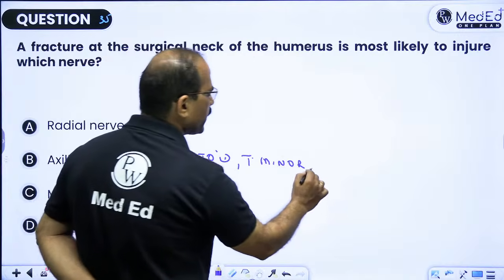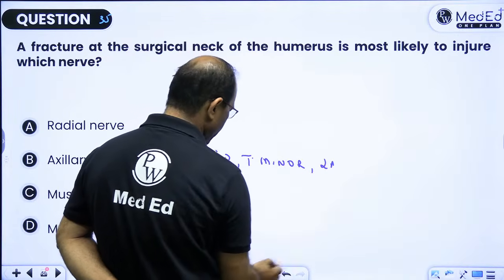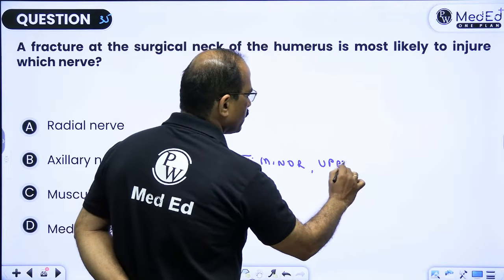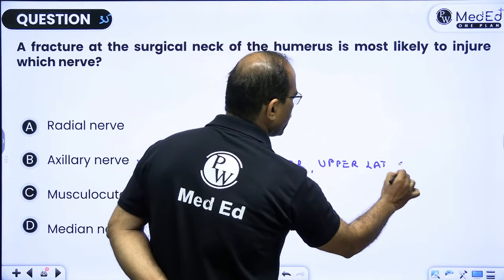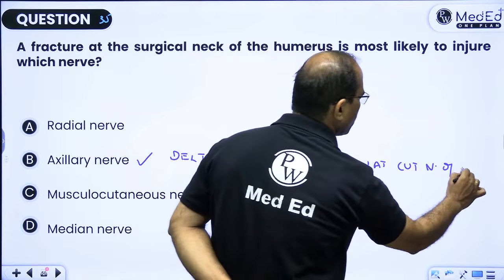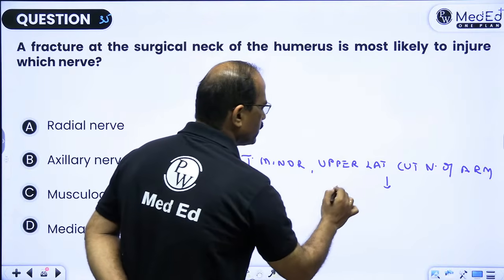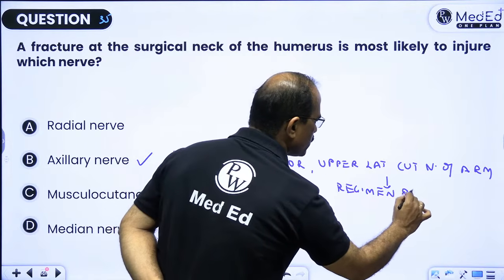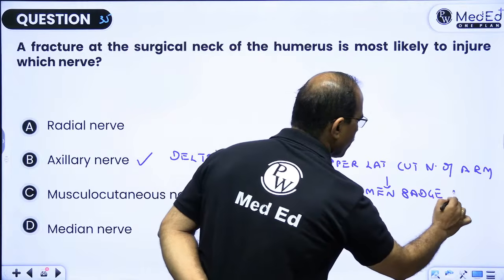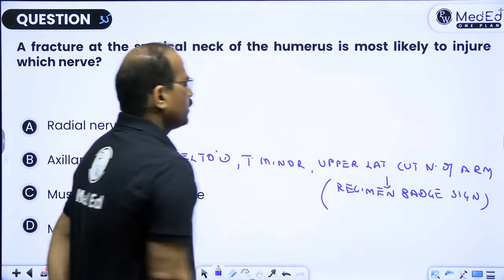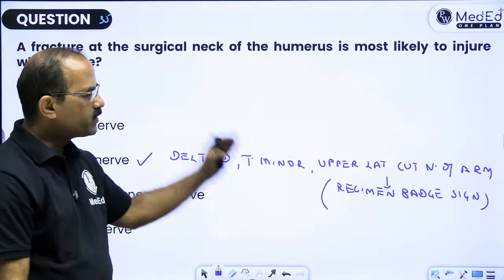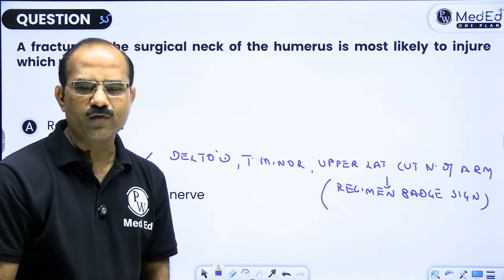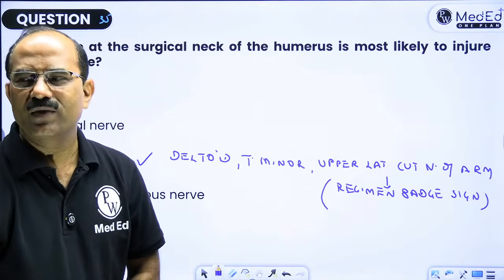It gives one cutaneous branch, which is called the upper lateral cutaneous nerve of arm. Injury to this nerve leads to regimental patch sign. So axillary nerve supplies the deltoid and teres minor, and gives a cutaneous branch called the upper lateral cutaneous nerve of arm. Injury to this nerve leads to regimental patch sign.